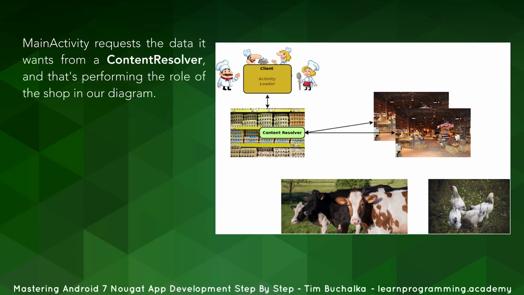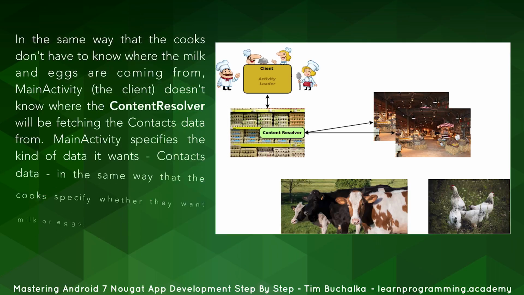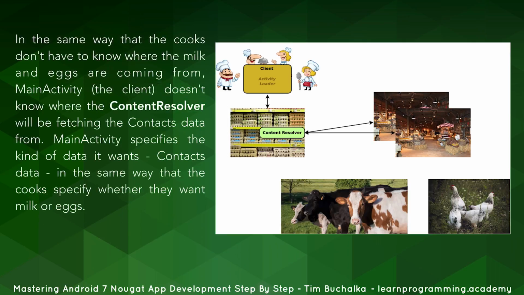Now main activity requests the data it wants from a content resolver and that's performing the role of the shop in our diagram. Now in the same way that the cooks don't have to know where the milk and eggs are coming from, main activity, the client here, doesn't know where the content resolver will be fetching the contacts data from. So main activity specifies the kind of data it wants, contacts data in this case, in the same way that the cooks specify whether they want milk or eggs.